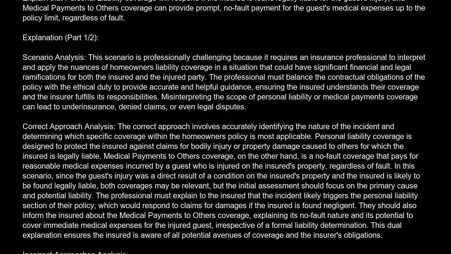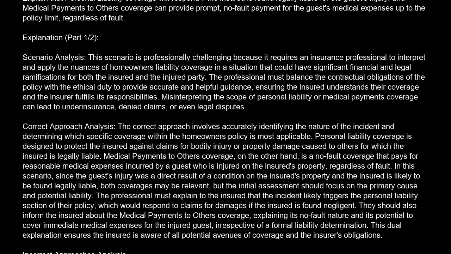Correct approach analysis. The correct approach involves accurately identifying the nature of the incident and determining which specific coverage within the homeowner's policy is most applicable. Personal liability coverage is designed to protect the insured against claims for bodily injury or property damage caused to others for which the insured is legally liable. Medical payments to others coverage, on the other hand, is a no-fault coverage that pays for reasonable medical expenses incurred by a guest who is injured on the insured's property, regardless of fault.